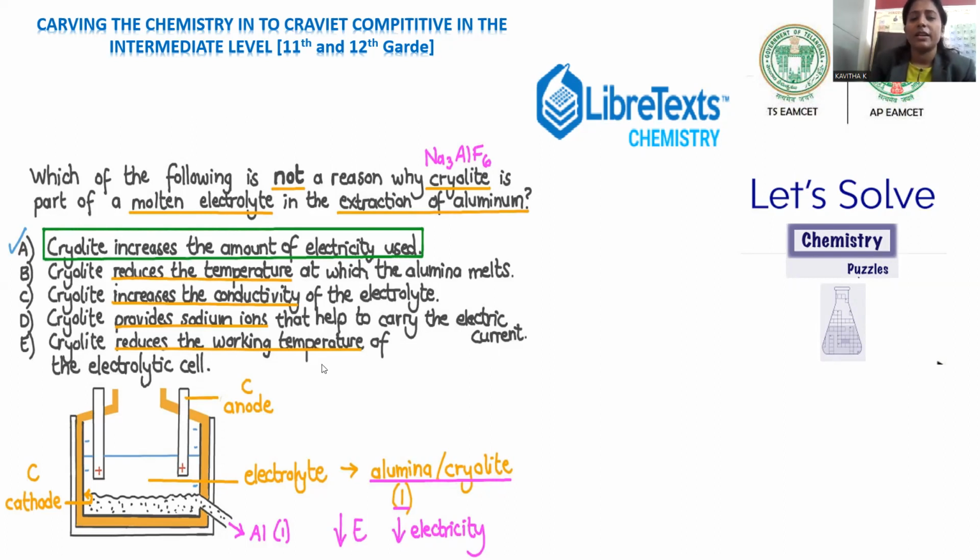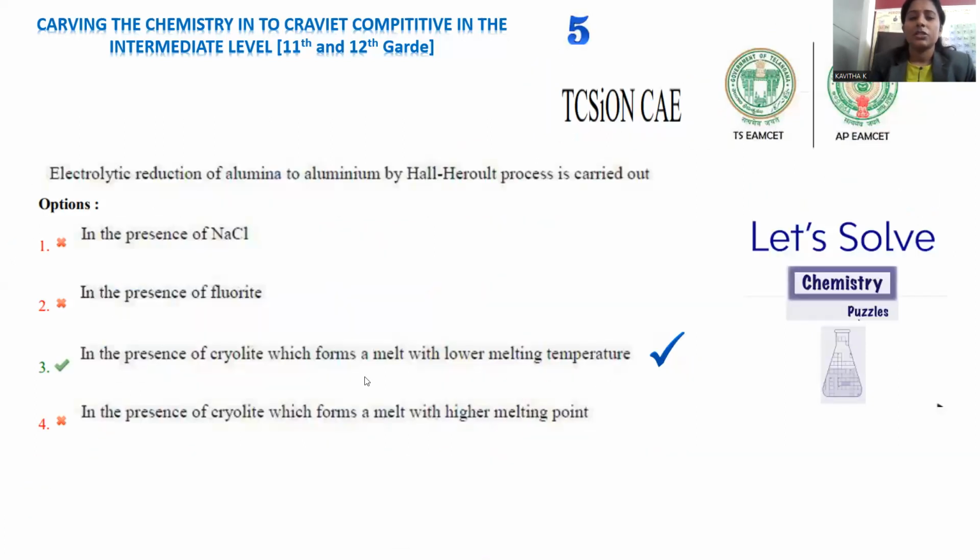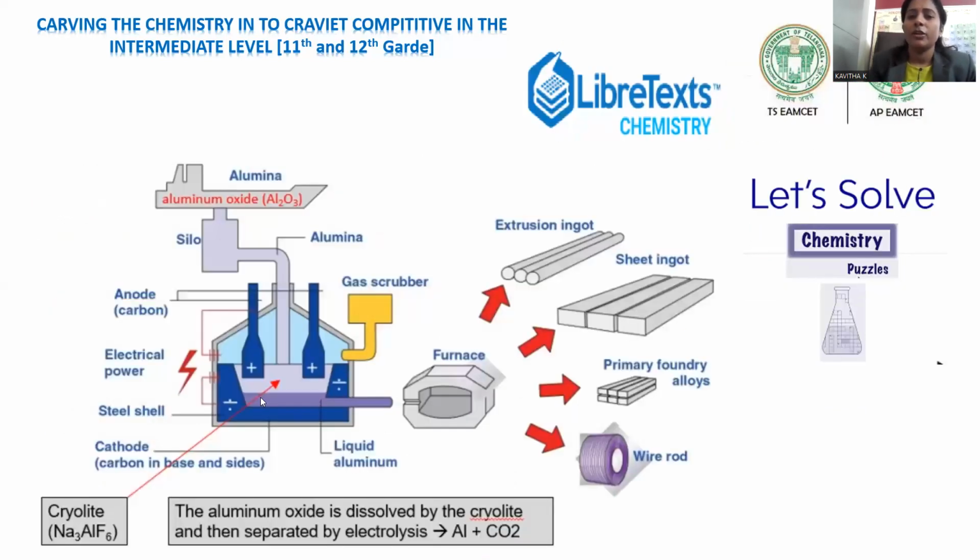Cryolite reduces the working temperature. So for example, if the entire device is operating at 600 degrees centigrade, when cryolite is added, we can operate conveniently at 400 also, because cryolite is able to provide the environment where lower temperatures are preferable to carry the reaction, because that will reduce the melting temperature of alumina. So that's the reason why for question number 5, option number 3 will be the correct answer. Move on to question number 6.